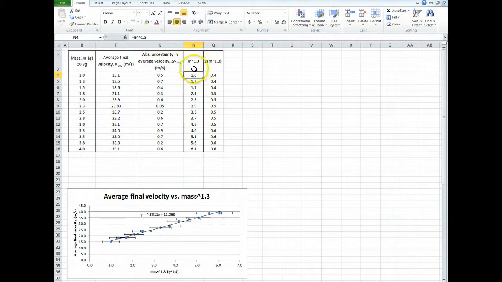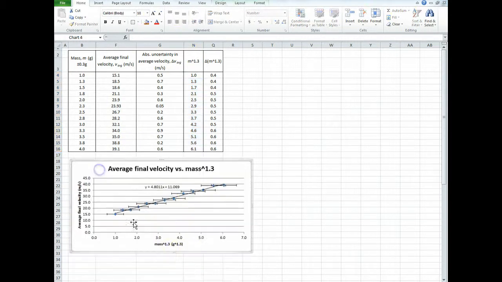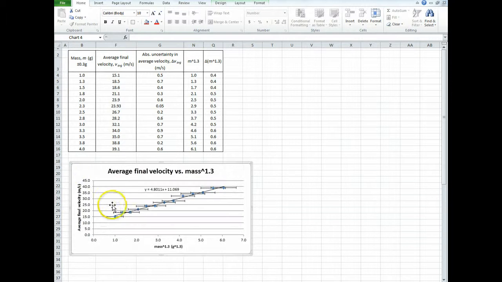I found the value of the exponent or the power to be 1.3. And I raised every one of these masses to the 1.3 power, and this is what I get. And here's the uncertainty in these values. So on my final graph, I have mass to the 1.3 on the x and average final velocity on the y. For every single data point, and then here's my line of best fit, and here's the equation defining the line of best fit, or the equation of the line.